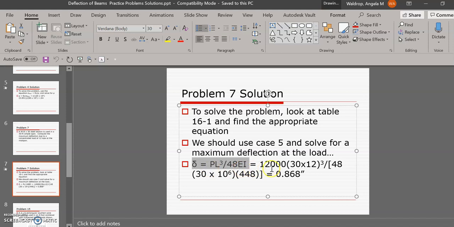So I put this in, and I have to look at the picture to determine what the items are that I need. Okay, so P is the load here. Okay, L is the length. Okay, I've got the 48, which is a constant. I've got my E, which is the modulus of elasticity, and my I value I can get directly from the back of the book in the tables. And I do the calculation, and then I go ahead and I get my 0.868.